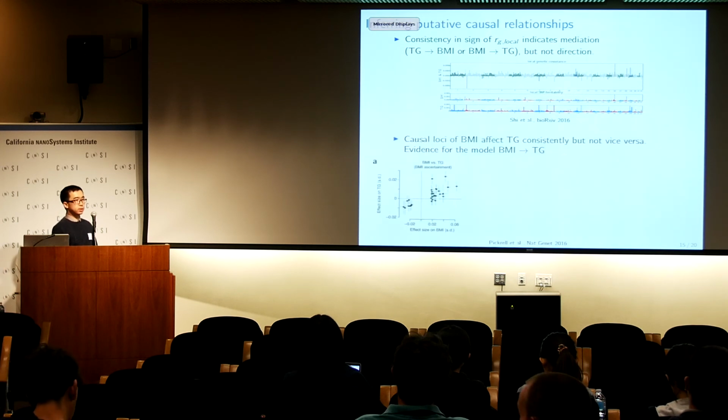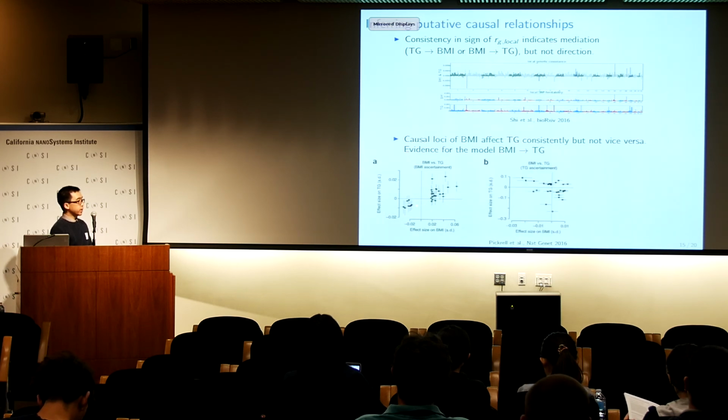To infer the direction, we first look at the causal loci for body mass index. And we see that the SNPs in the causal loci for body mass index have a consistent effect on the level of triglyceride. However, when we look at the causal loci for triglyceride, we see that the SNPs in these loci do not have a consistent effect on body mass index. This is an indication that body mass index causally increases the level of triglyceride.